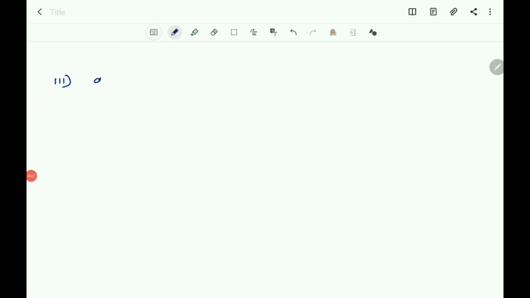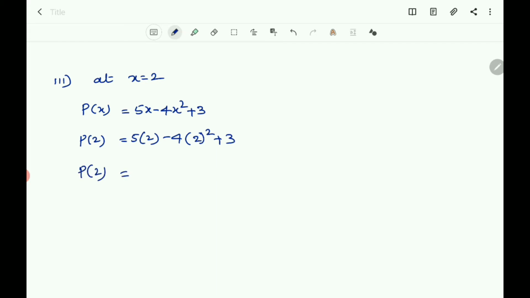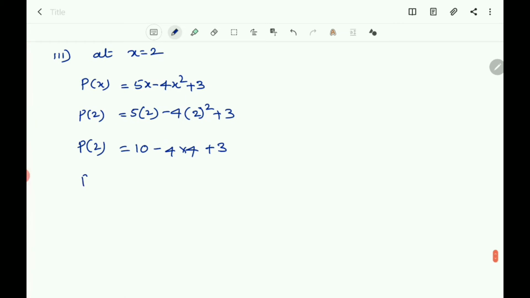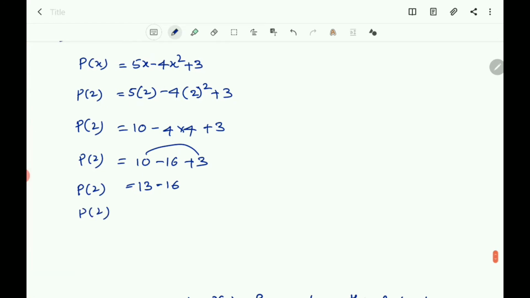Then the third one, at x equals 2. Right, p of x equals 5x minus 4x square plus 3. Then p of 2 it is. So in the place of x we have to write 2. So 5 into 2 minus 4 into 2 square, plus 3. So p of 2 is equals to 5 2s are 10 minus 4 into 2 square is 4, 4 into 4 plus 3. So p of 2 is equals to 10, 4 4s are 16, plus 3. Add the positive first, that becomes 13 minus 16. So 16 minus 13 is 3. The greater number 16 is having negative sign, so it is minus 3. P of 2 is equals to minus 3.